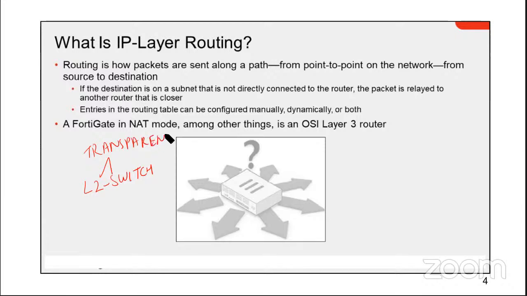And when your FortiGate firewall is acting as a layer 3 device, then this is called NAT mode. Now when I say NAT mode, it does not mean that it will basically be doing NAT. Yes, it will be, but the NAT mode in a way signifies that it is acting as a layer 3 device in the network that you have.